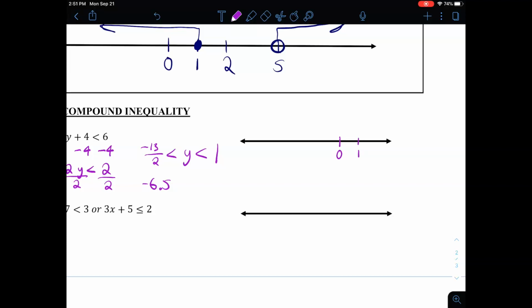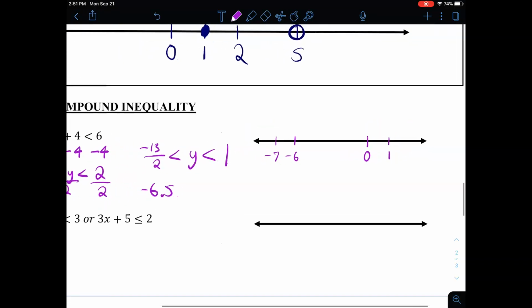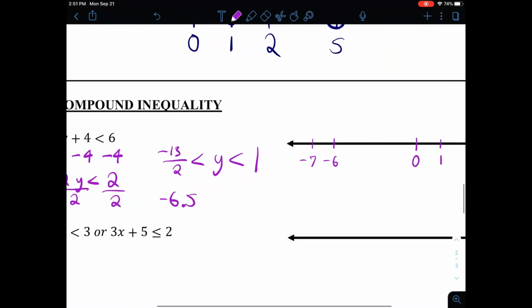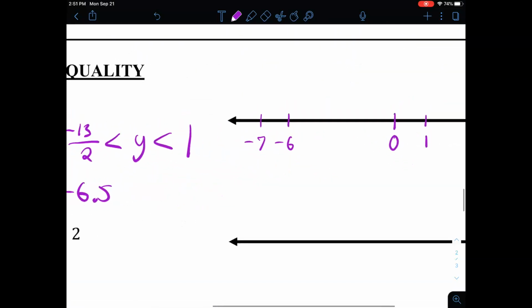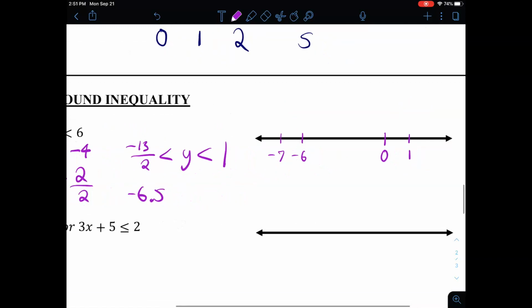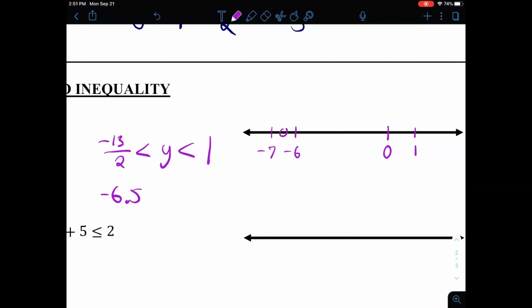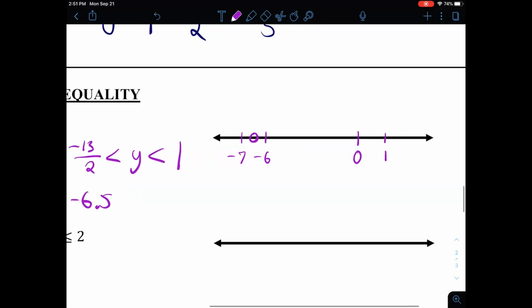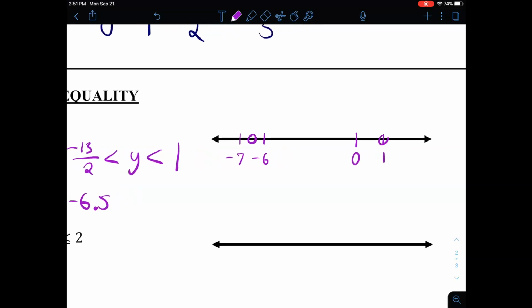Now I'm going to graph negative 6 and negative 7. Okay, let's go ahead and graph these now. So this is a sandwich, right? So we're going to be between negative 6.5, we're going to put an open circle here. Okay, and then we're going to put an open circle on 1.